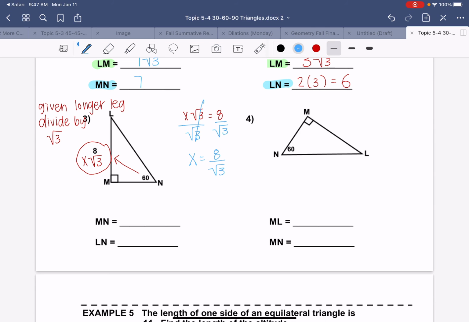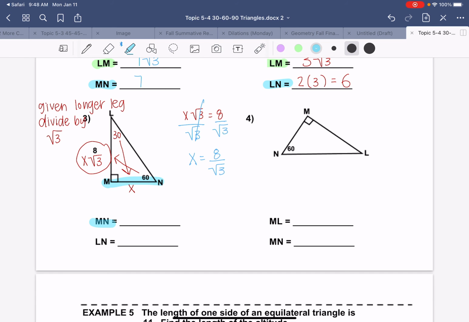Just like this 30-degree angle has a value of just x, that constant means MN is just 8 divided by the square root of 3. Then the value of the hypotenuse is 2 times whatever x is. So we have 2 times 8 divided by the square root of 3. We can just multiply across, and it ends up being 16 divided by the square root of 3.